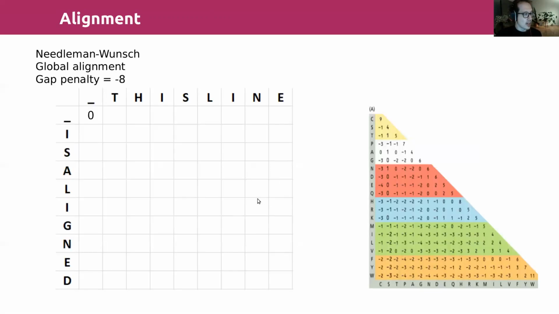So here's an example. If we have these two sequences, this line and this sequence here is aligned, and we want to find the best global alignment for these two sequences with a gap penalty of -8.